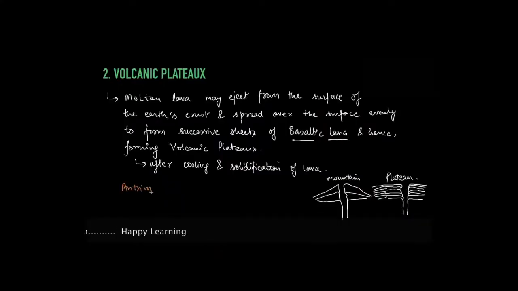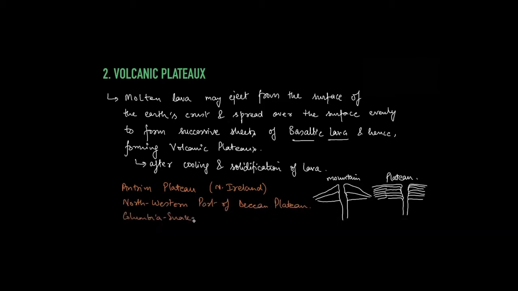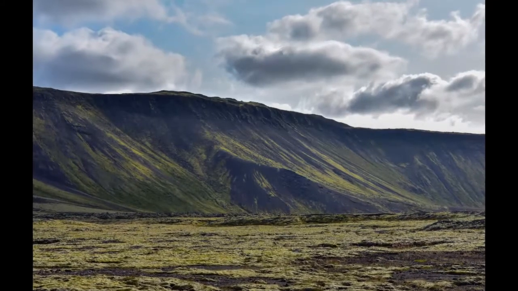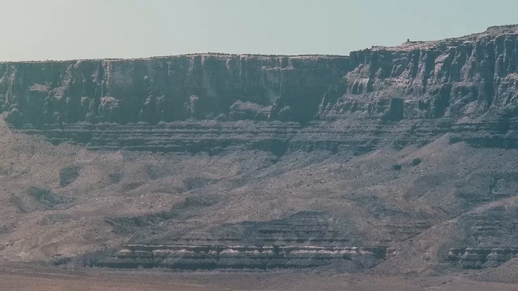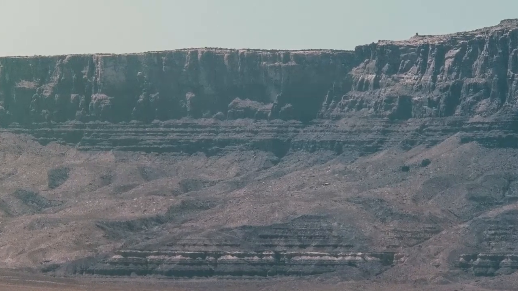Examples of volcanic plateaus in the world, because they are mostly made from basaltic sheets, are extensive in form. We have the Antrim plateau in Northern Ireland, the Columbia-Snake Plateau in North America, and also the northwestern part of the Deccan Plateau.